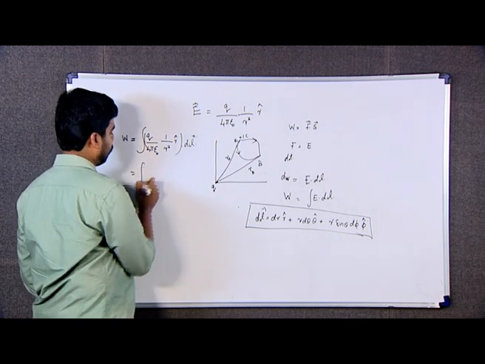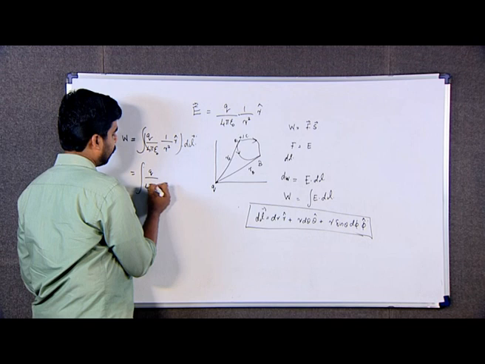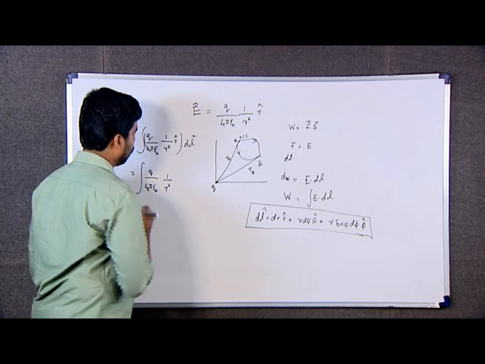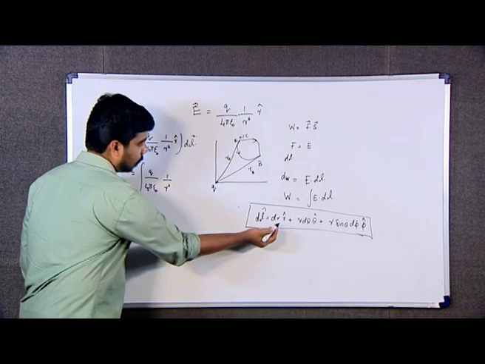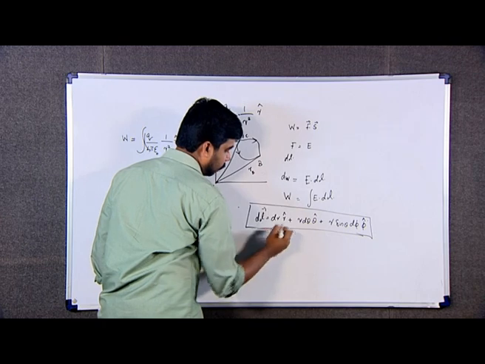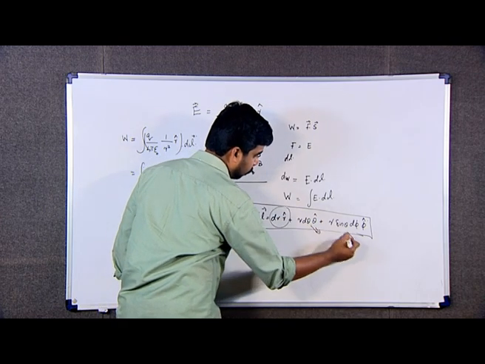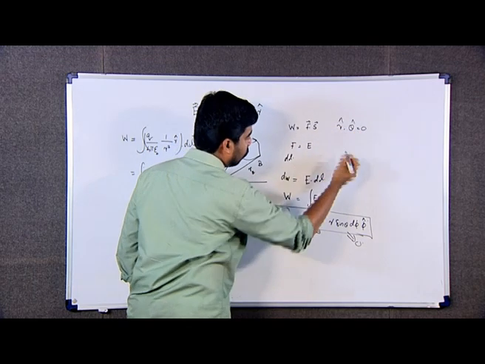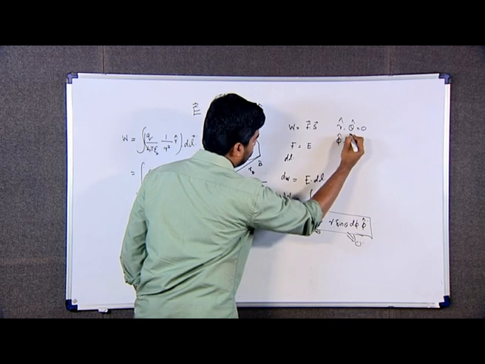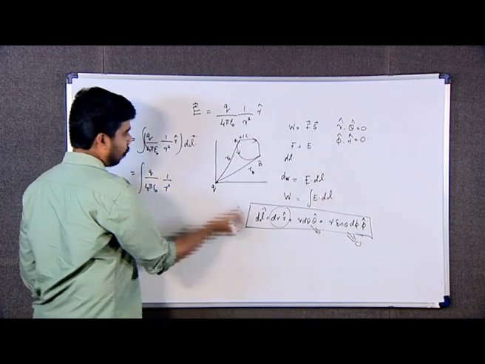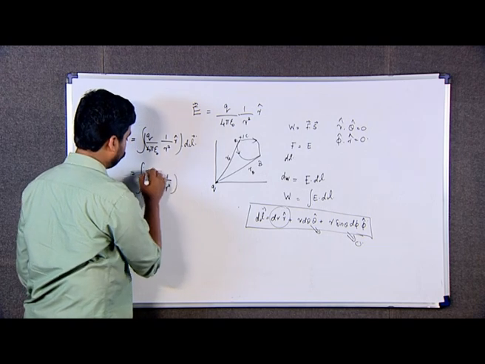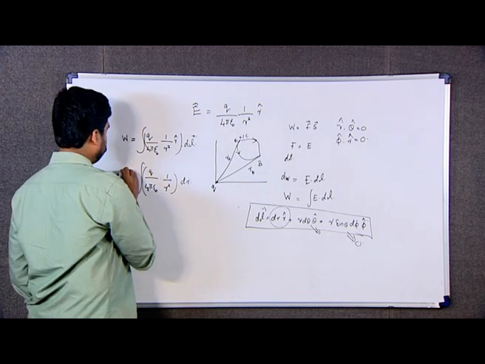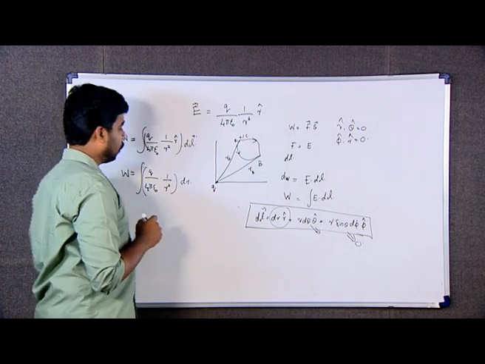So, this is equal to integral q by 4 pi epsilon 0 into 1 by r square into, only the r cap term will survive, all other terms will become 0, because r cap dot theta cap is equal to 0 and phi cap dot r cap is also 0. So, only the first term will survive, that means q by 4 pi epsilon 0 into 1 by r square into dr. This is the work done.